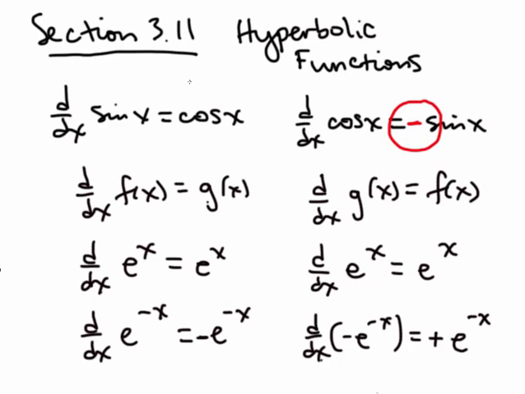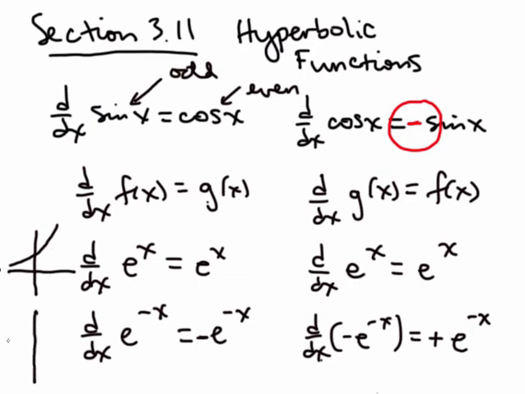The one drawback, the one thing that they don't have, is that these two functions, sine and cosine, actually have some nice symmetry. Sine is an odd function and cosine is an even function. If you remember the way that e to the x and e to the minus x look, they don't have any type of symmetry like that. So e to the x doesn't look the same if you flip it over the y-axis or if you rotate it around the origin. E to the minus x, same thing. So we don't have any symmetry going on here.